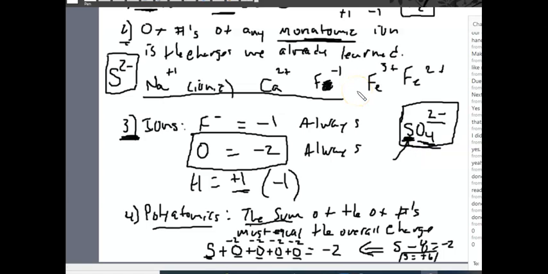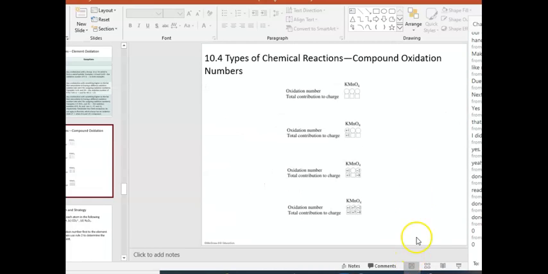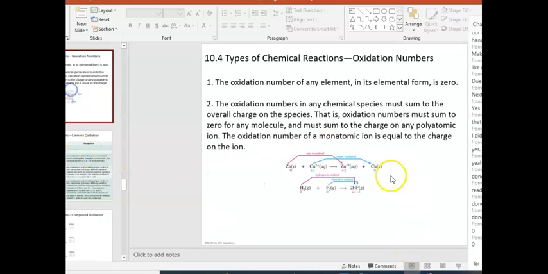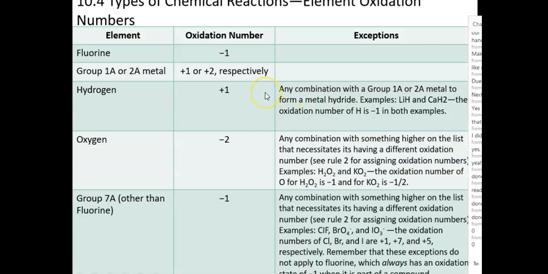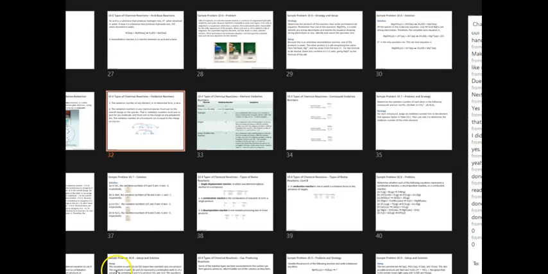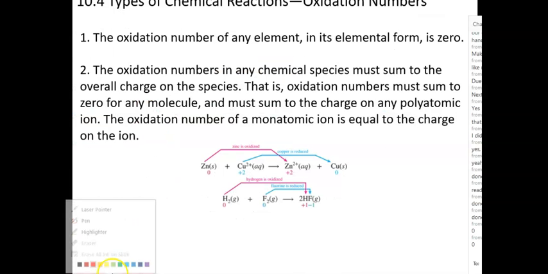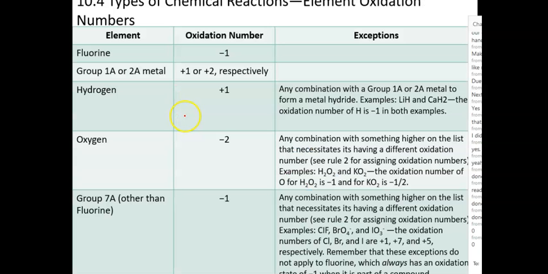Okay, so these are the 4 rules. So if you go back to our slides, they kind of show you these rules. They don't talk about those 2 rules I gave you, the one about oxygen always -2 and the monatomic ion. They go straight to this right here, where they say that the oxidation number of a chemical species must sum to the overall charge. Okay, so they kind of went straight to that.